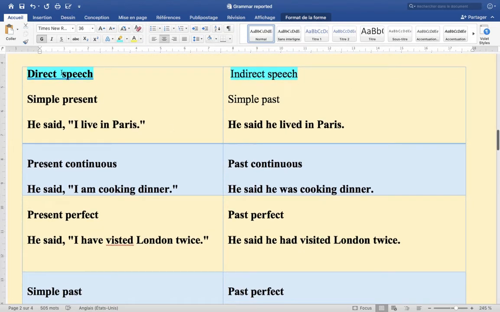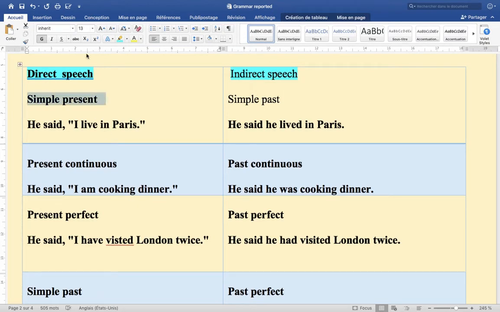For example, in direct speech, when you find a sentence in simple present, like this: He said I live in Paris. This is simple present. What are we going to put here? We are going to put it in simple past, which means that we turn the verb into simple past. So he said that he lived in Paris. We changed the I to he, and live to lived. So this is simple past.